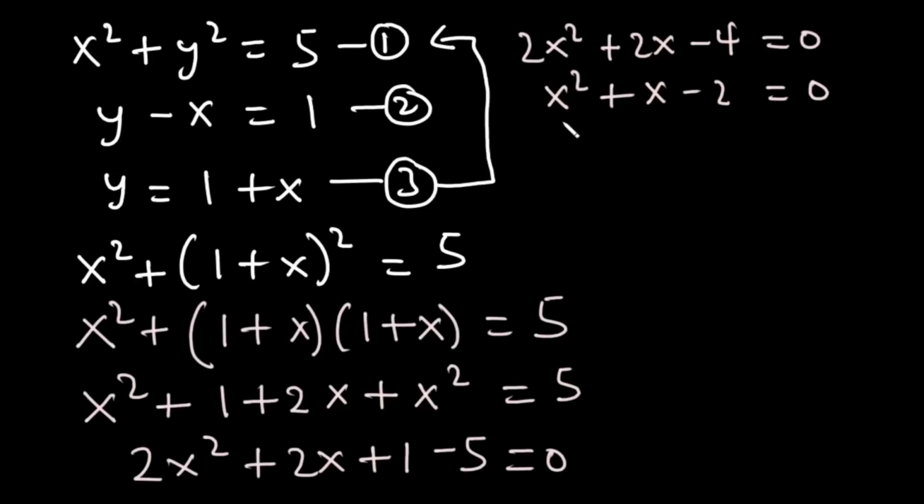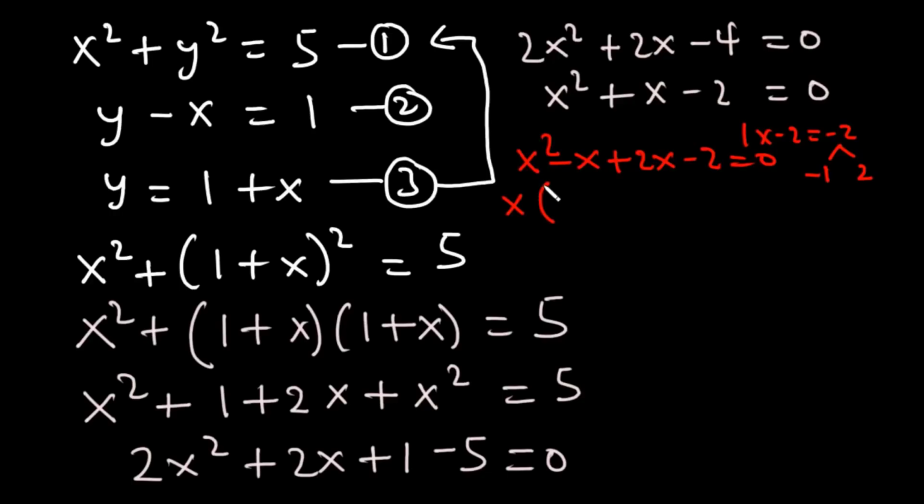Now the coefficient of the x squared term is 1, and the constant is negative 2. So 1 times negative 2 is equal to negative 2, and factors of negative 2 are negative 1 and 2. So we can expand this equation to have x squared minus x plus 2x minus 2 is equal to 0. Now the GCF between x squared and negative x is x, and x squared divided by x is x, and then negative x divided by x is 1.